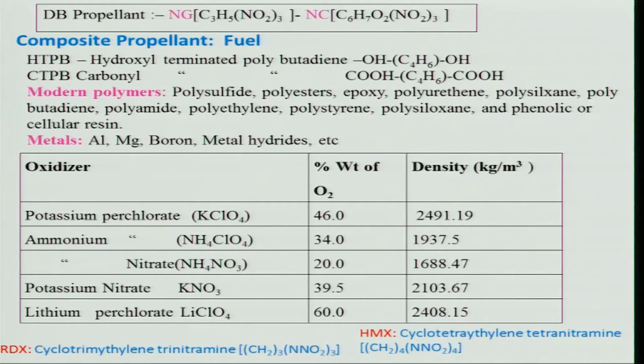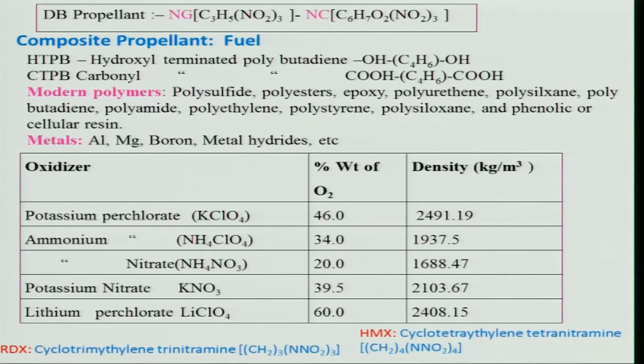And there are modern polymers, there are several other things like polysulfides, polyesters, like polyesters we use for our cloth and other places, epoxy, polyurethane, xylene and polybutadiene, as I already told you, basically HTPB, CTPB which is being used, and polystyrene, polyxylogen and phenolic, cellular resin, several varieties of them. This is also sometimes known as the binder, it will bind the oxidizer molecule.